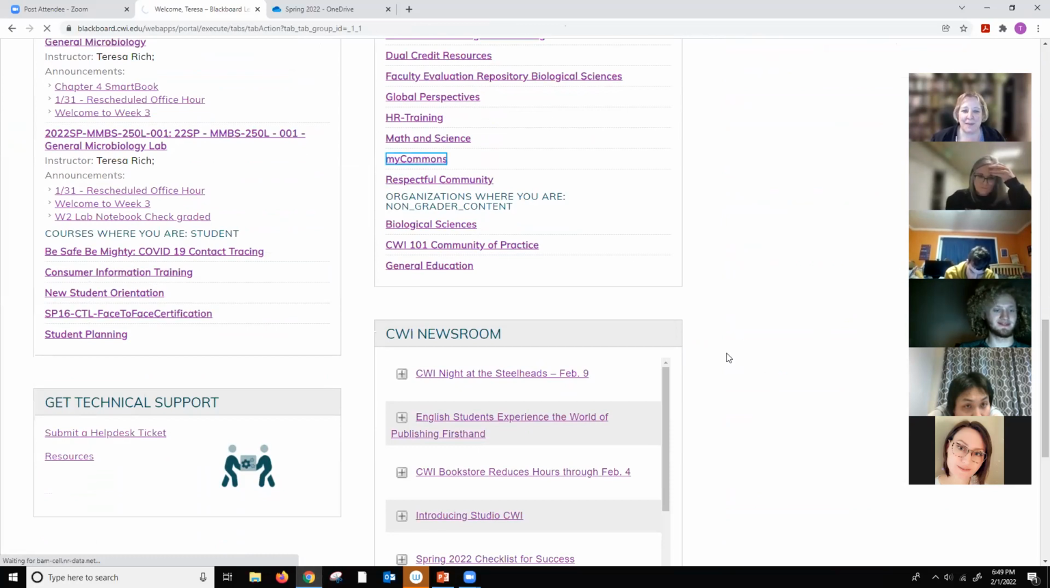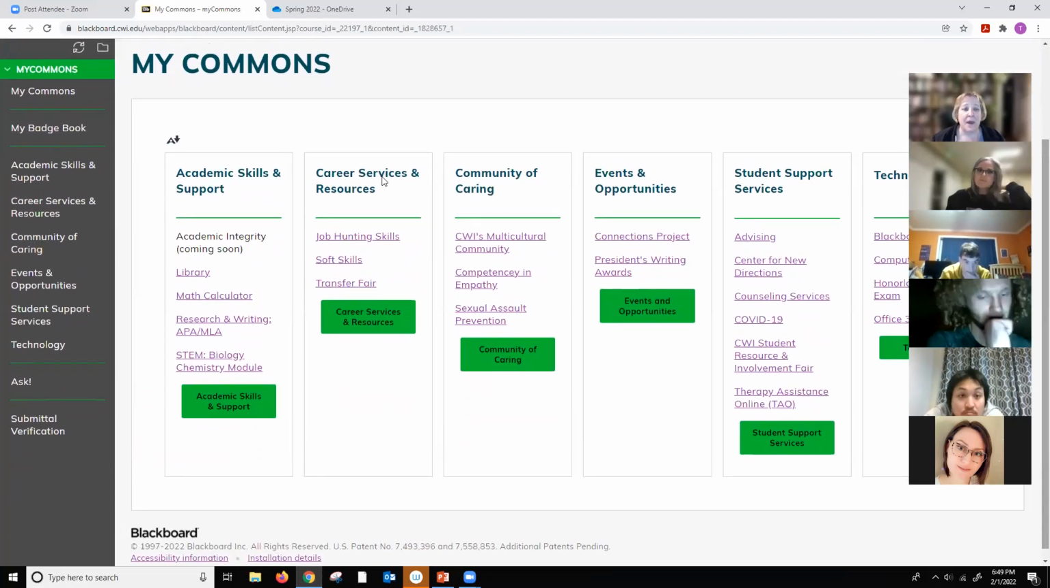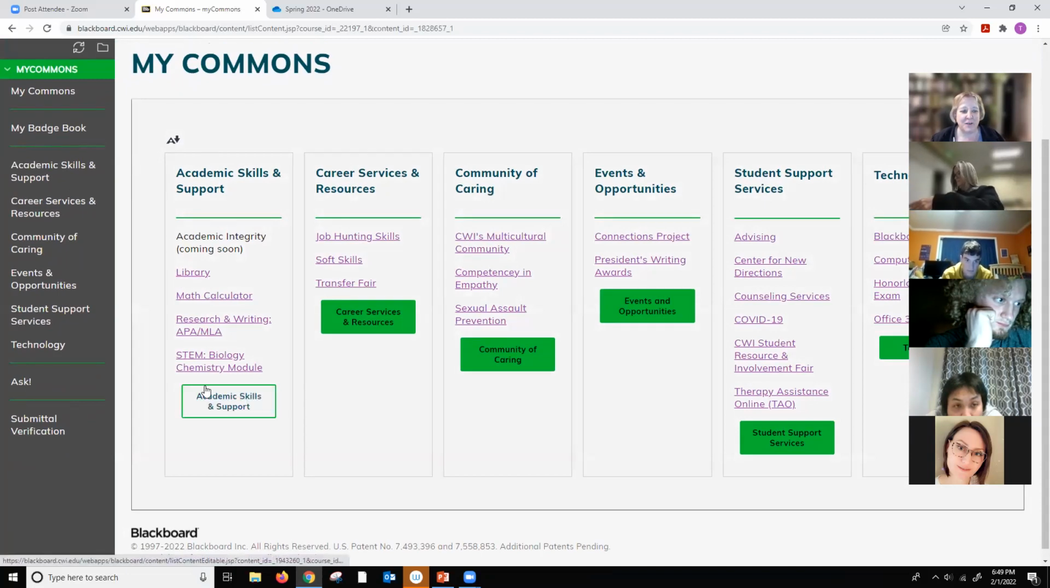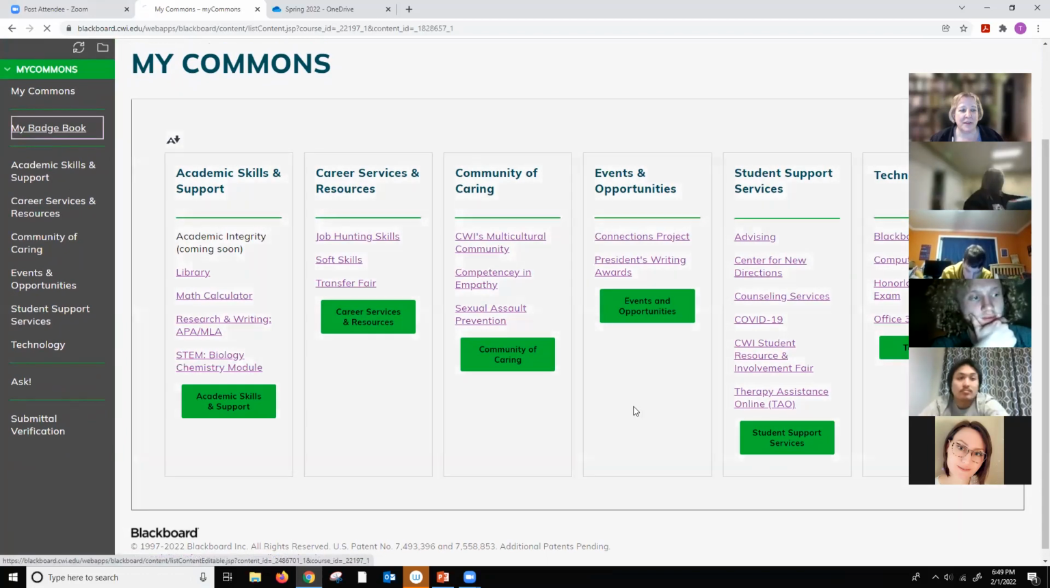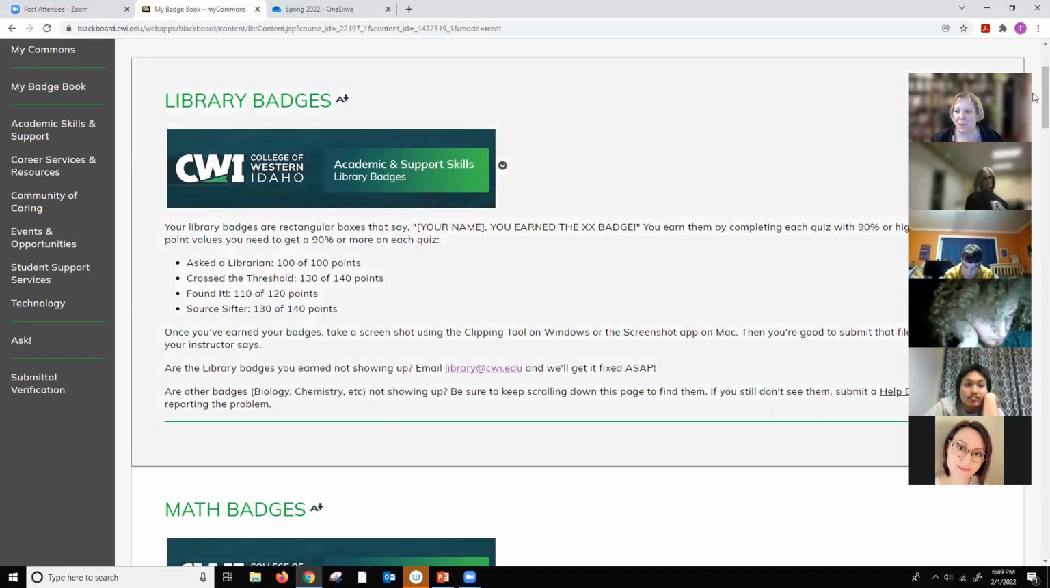So you click on my comments and you're going to see a whole bunch of badges. We call these badges. They're basically training, kind of like the Boy Scouts: if you do the training and get the skills, we give you a neat badge that you can put on your Bolander, except it's a virtual Bolander. Under academic skills and support, here's the library badge and here's the STEM biology chemistry module. Once you finish those, you come up to my badge book and click on that, and your badges will show up.